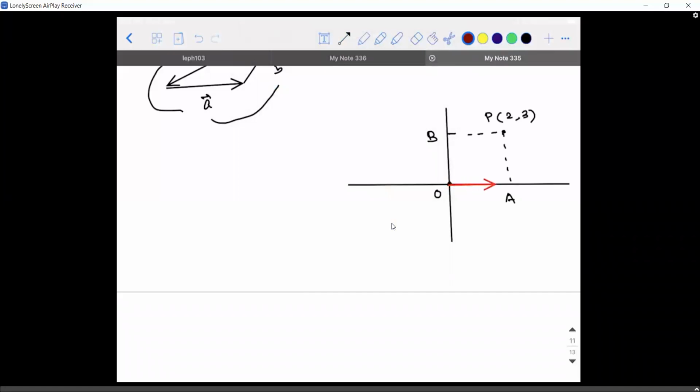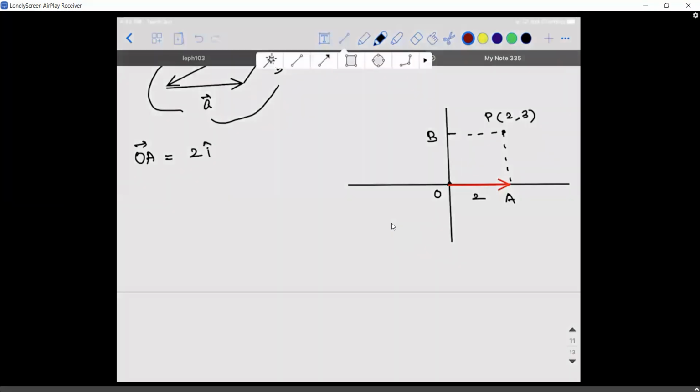Can I say OA vector is how much? According to the concept of orthogonal unit vectors, how much is the distance OA, guys? Is it not 2? OA vector is nothing but 2i cap. Correct? Similarly, listen to this carefully, I'm going to tell you some critical points. OB vector is what? 3j cap.